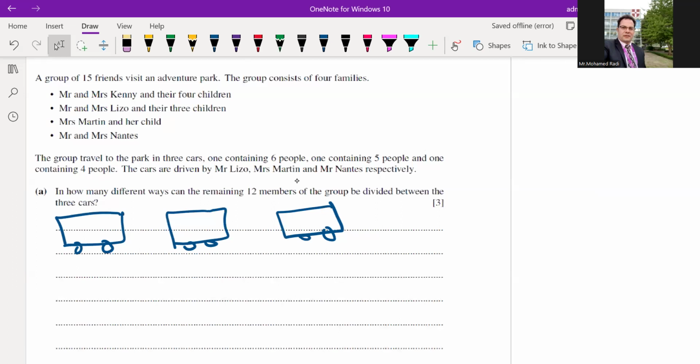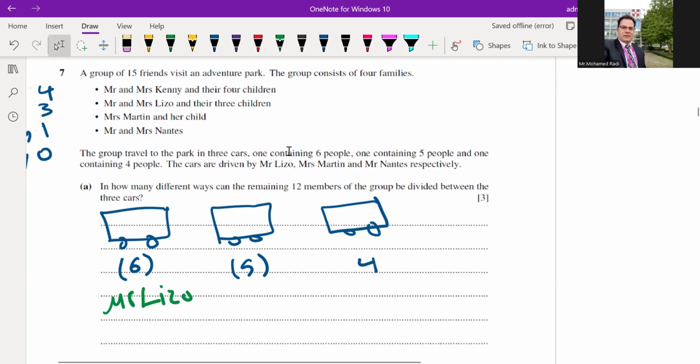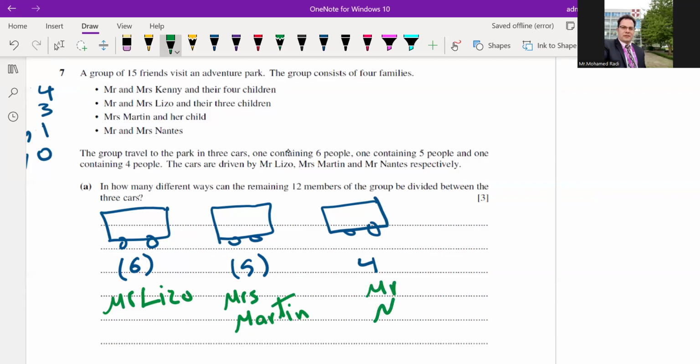Travel in 3 cars. 1 containing 6 people, and 1 containing 5, and 1 containing 4. So the total will be 15 members. The cars are driven by Mr. Lizo, and Mrs. Martin, and Mr. Nuts.